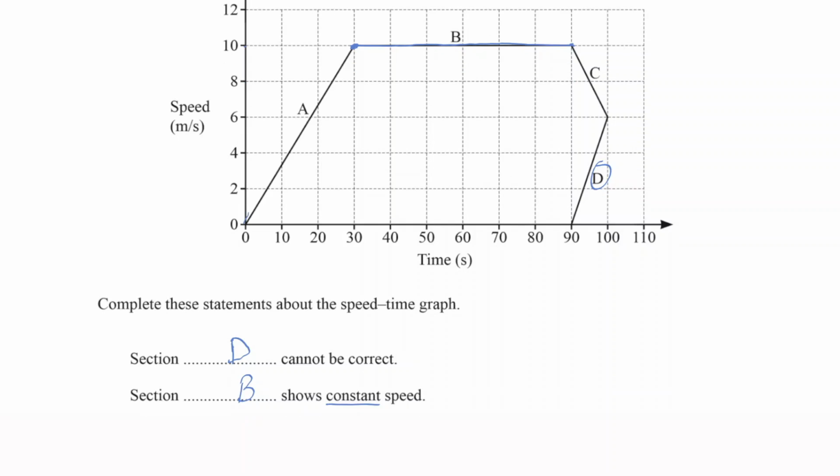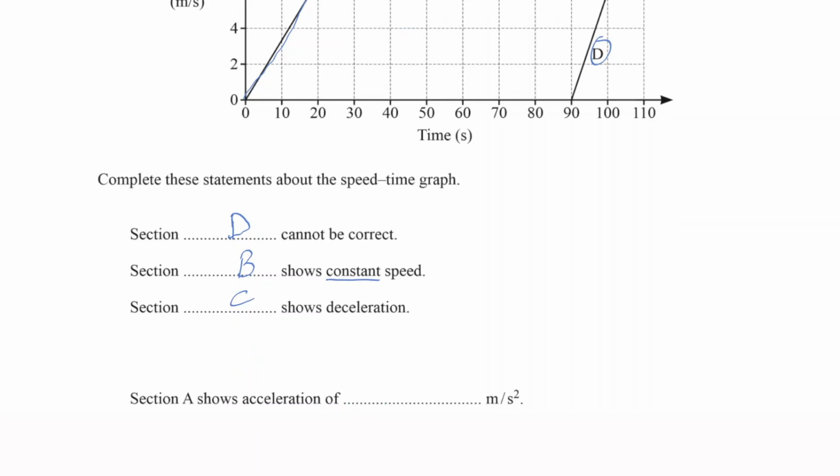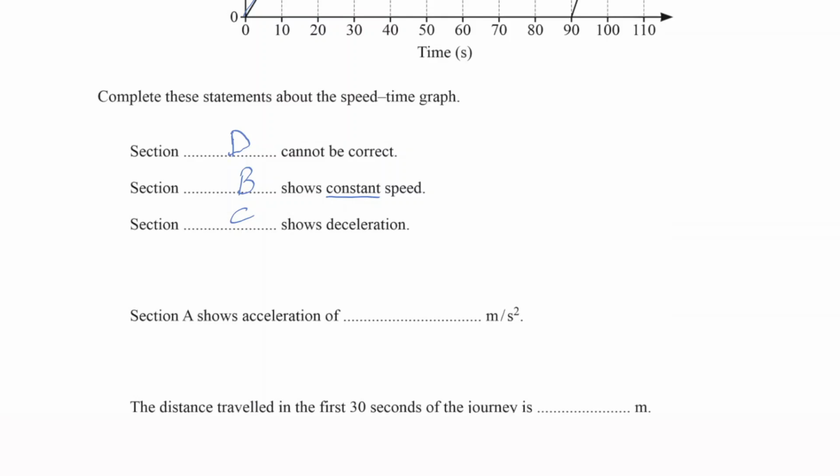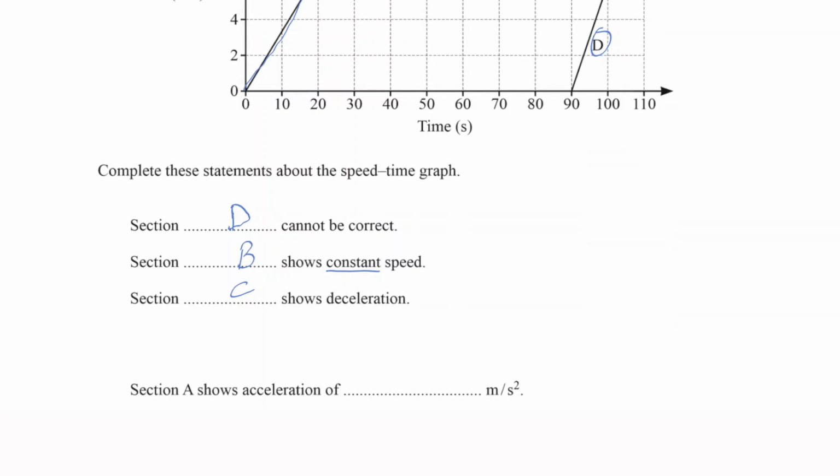And session C shows deceleration. So this is called accelerating, right? And coming down is deceleration. Session C shows deceleration. Okay, session A shows acceleration of some meters per second.